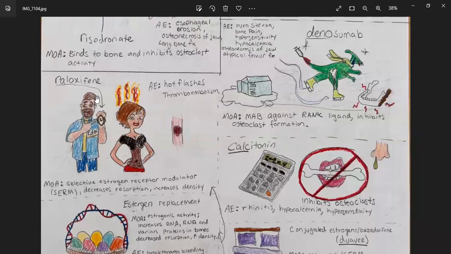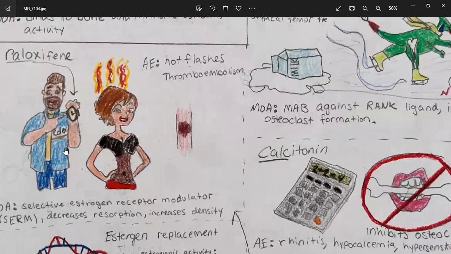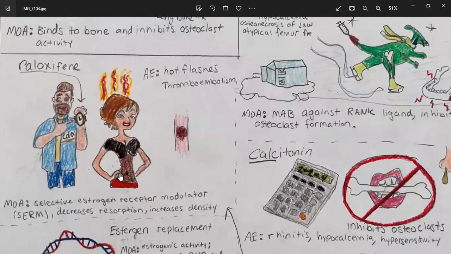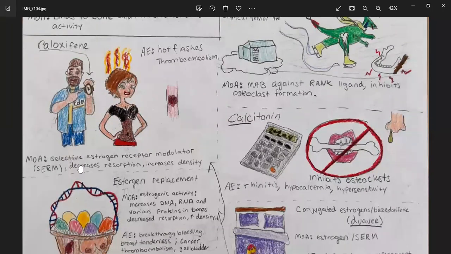Raloxifene. So this guy has a big Rolex watch, and a nice watch gets all the hot chicks. That's what he thinks anyway. And so this is a selective estrogen receptor modulator, or SERM. I think SERM kind of looks like the word sperm, and this man has sperm, and he's trying to select a woman who has estrogen by using his Rolex watch. If you followed all of that, good for you.